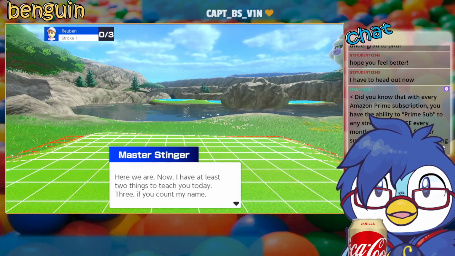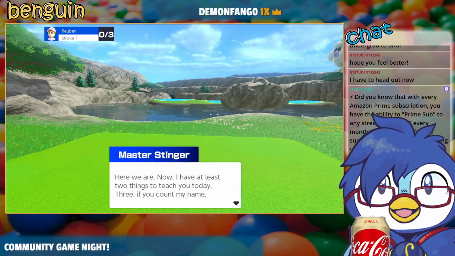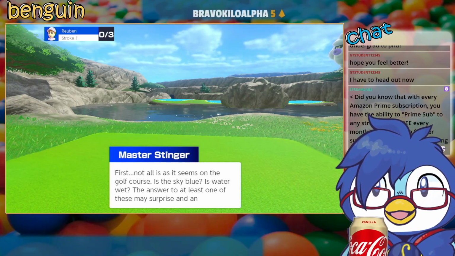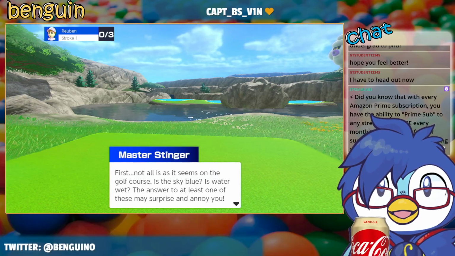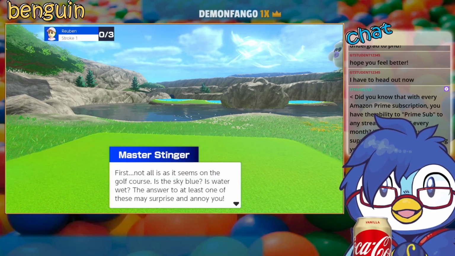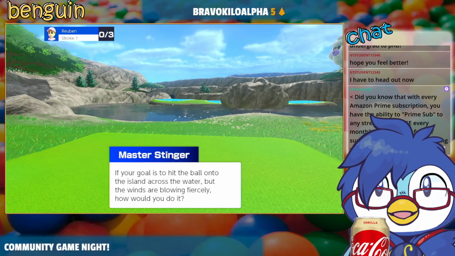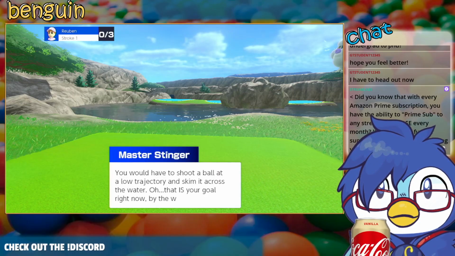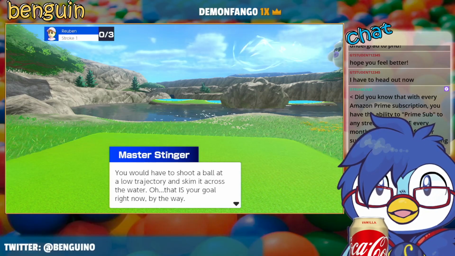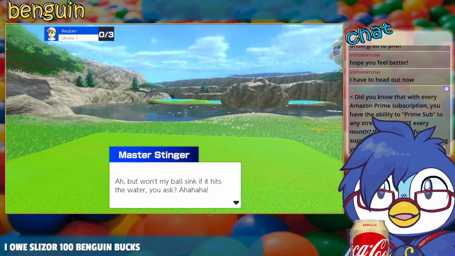Okay, there's 2 things we're gonna learn today. 3 if you count his name. Wow. This guy is full of himself. What the heck? Is the sky blue, is the water wet? The answer to at least one of these may surprise and annoy you. Okay, the goal is to hit the ball onto the island across the water, but the winds are blowing fiercely. How do we do it? Okay. You'd have to shoot a ball at a low trajectory and skim it across the water. That is the goal. Okay.